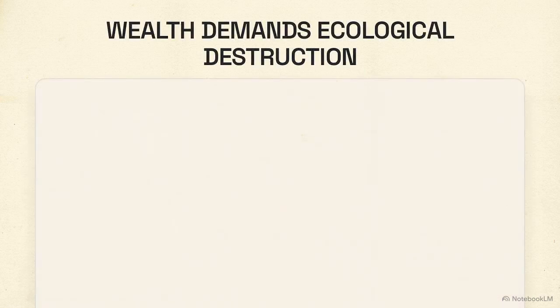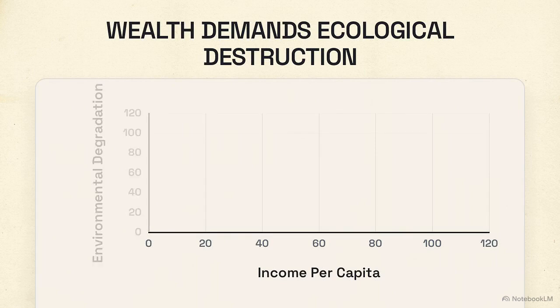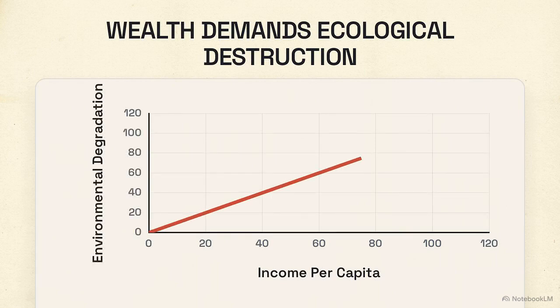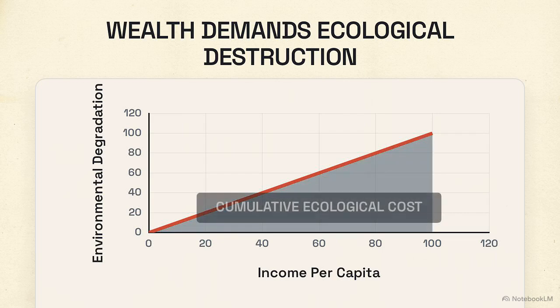This chart visualizes a historical assumption in economic development. The x-axis represents income per capita, and the y-axis tracks environmental degradation. For decades, the consensus was that these two variables moved together in a straight upward-sloping line. More industry meant more wealth, which required perpetual ecological destruction.